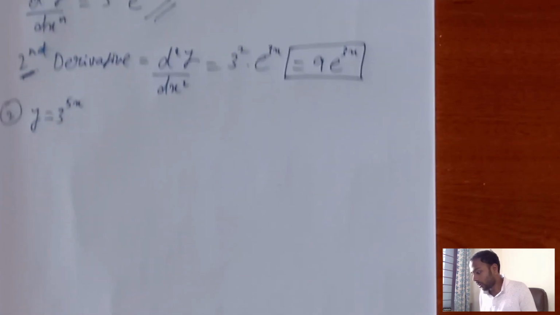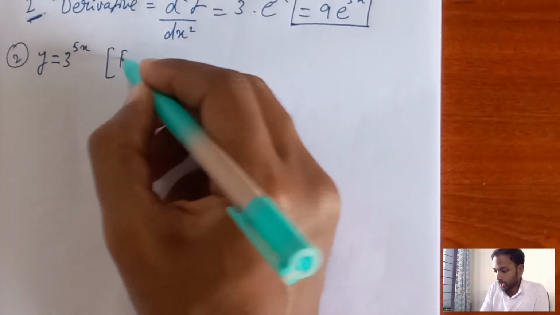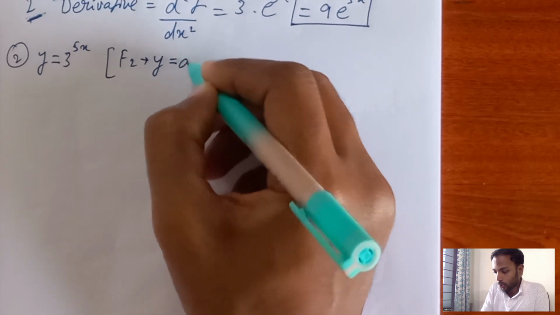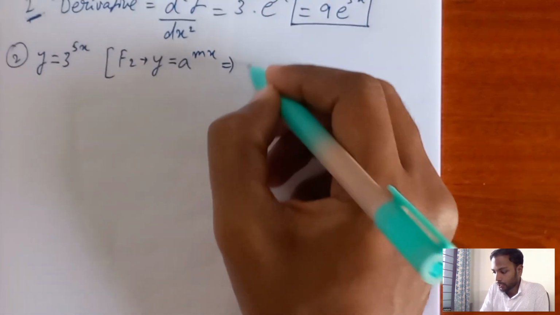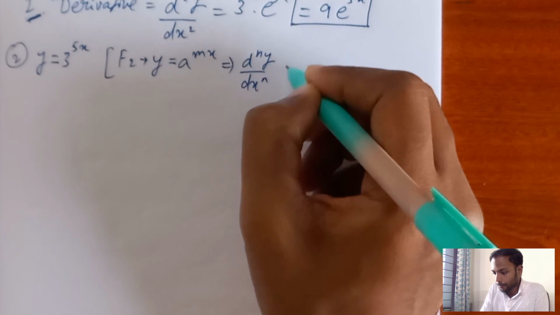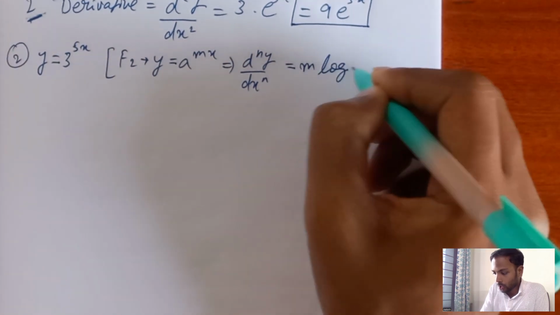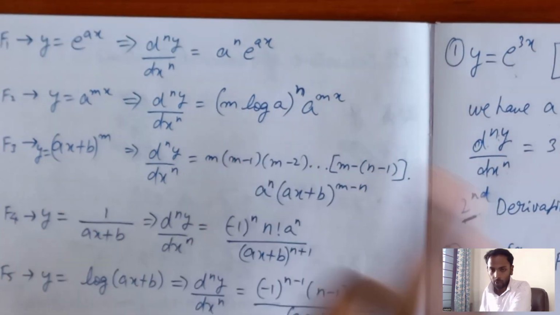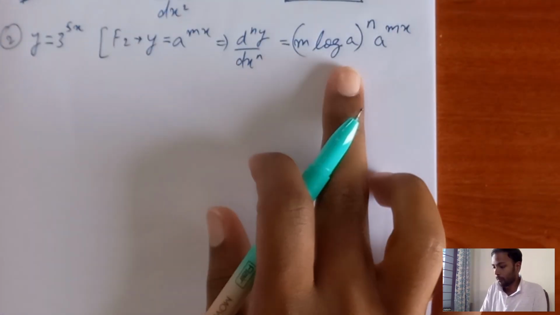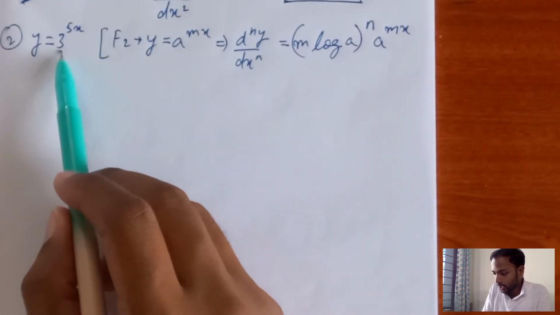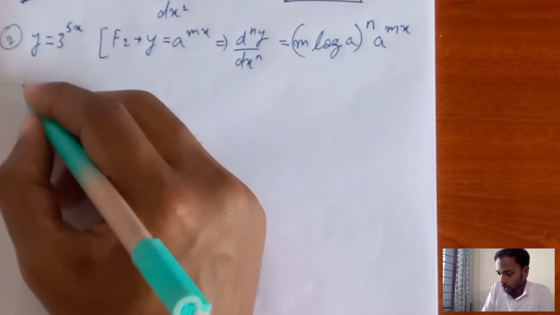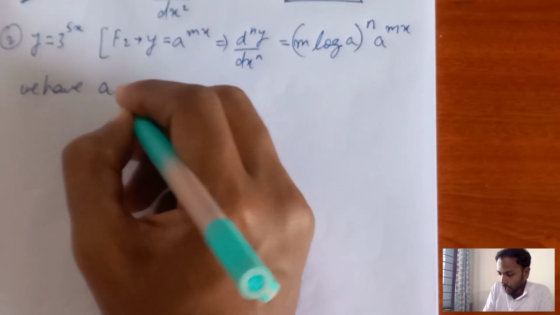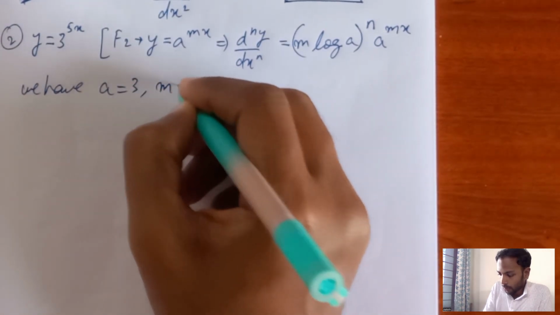According to the second formula, if y is equal to a power mx, that implies that the nth derivative would be m into log a, to the power n, into a power mx. I have just written the same formula over there in order to show you the formula. So in place of a, there is 3. In place of m, there is 5. So we have a is 3 and m as 5.